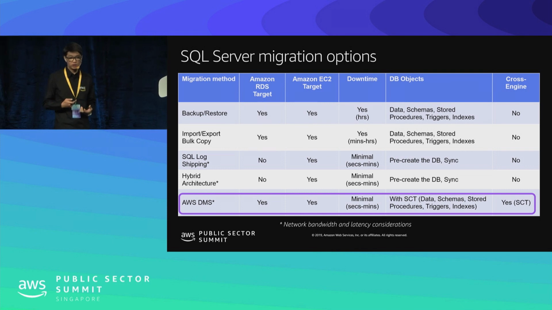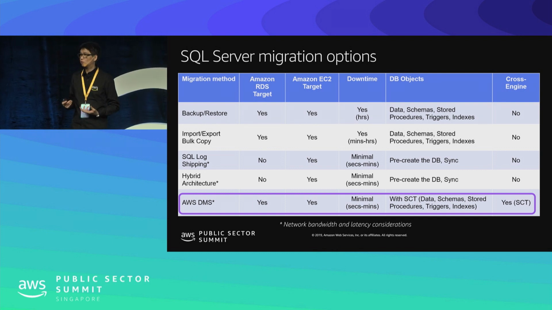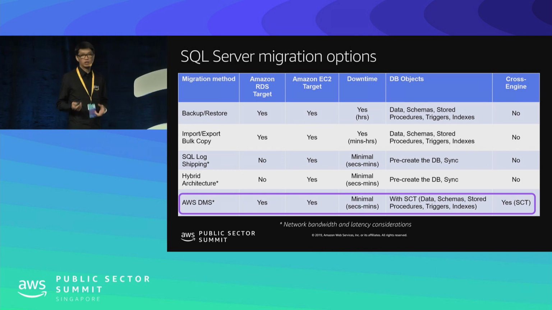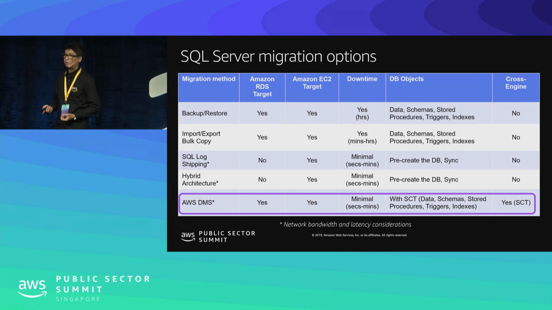or to Amazon EC2. At the same time, should you want to migrate to a different database engine, within DMS it has something called SCT, the Schema Conversion Tool. As such, it allows you to change the schema to match another database engine. So for example, I want to migrate SQL Server to MySQL. I can leverage SCT to do that conversion for me.